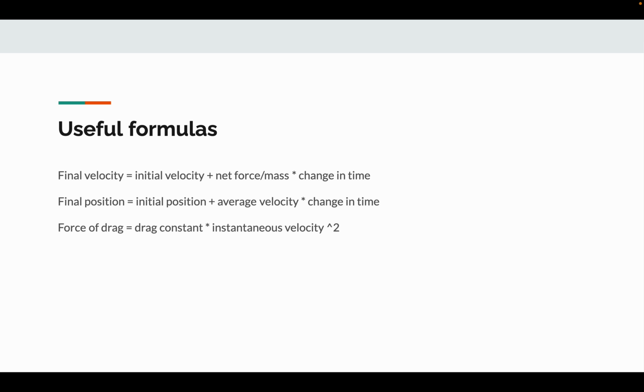Some useful formulas that can be derived from Newton's second law are the velocity update formula, which is final velocity equals initial velocity plus net force divided by mass times change in time, and the position update formula, which is final position equals initial position plus average velocity times the change in time. And then finally, to find the force of drag, you multiply the drag constant of the object times the instantaneous velocity squared.